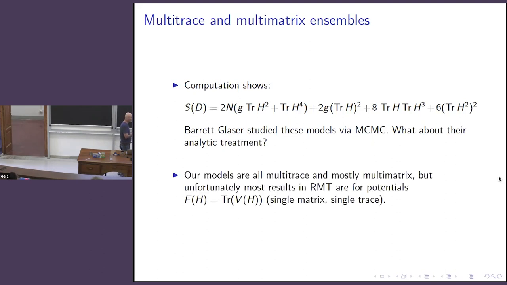So what Barrett and Glaser did, they observed a few phenomena through their numerical studies. One was a phase transition, seen through the spectral density functions of these models. The second one was, near critical points, a kind of manifold-like behavior at critical points. So this is a bit like critical point theory in condensed matter, in a way. Something really strange happens at the critical point.